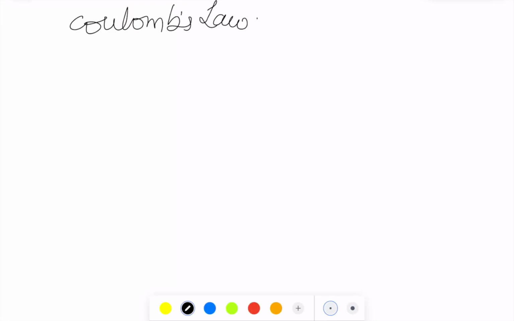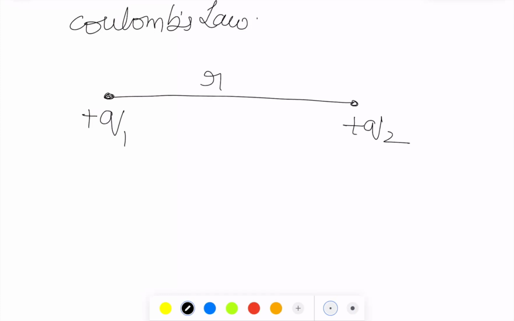Let's take two point charges, let it be Q1 and another charge be plus Q2, and if they are separated by a distance R, they experience a force. This force depends upon the nature of the charges. If they are both same charges, plus and plus, they experience a repulsive force.